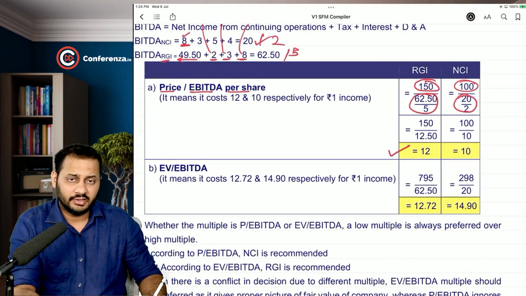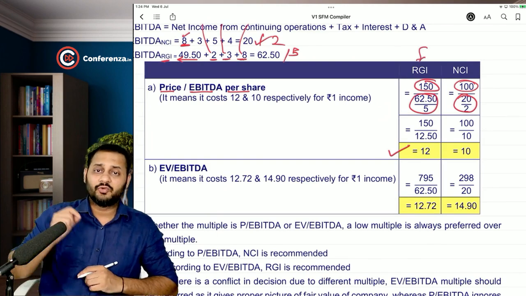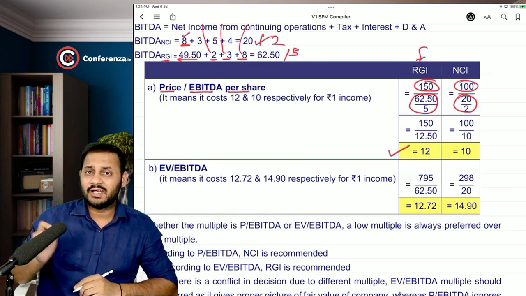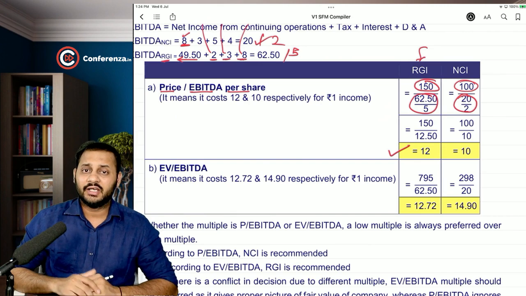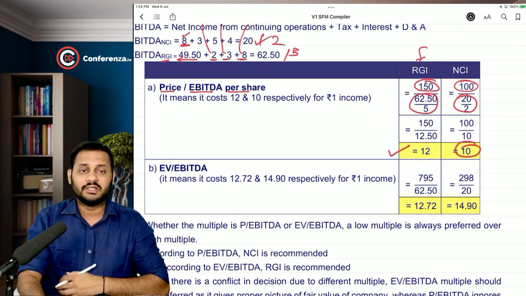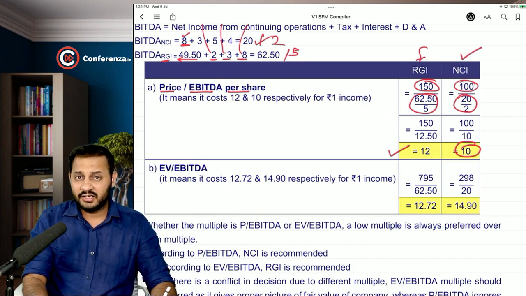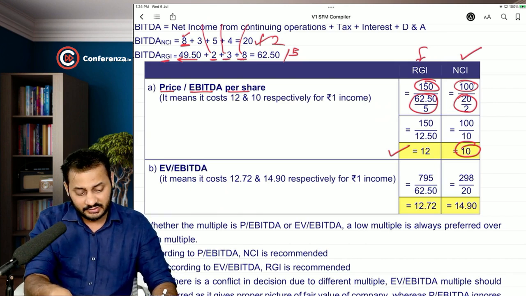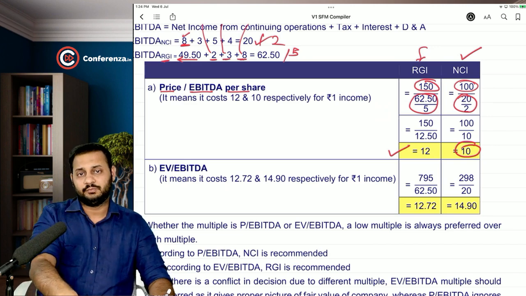What does this mean? This means that in RGI we will have to pay 12 rupees to buy the share. That means we will have to pay 12 rupees for 1 rupee of EBITDA. And we can get the same 1 rupee of EBITDA by paying only 10 rupees here, in NCI. So this company is relatively undervalued. We are getting good value for our investment in NCI.